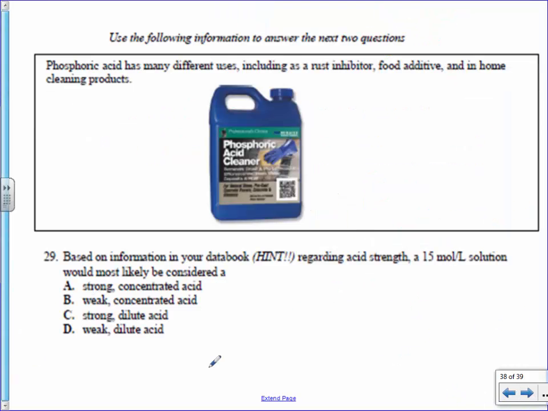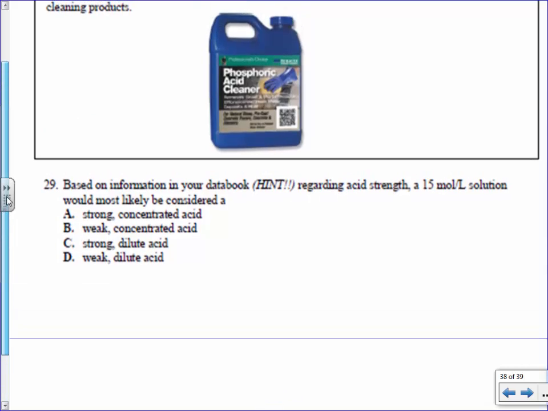Okay, 2 more. This is another challenging question. You need to use information in your data booklet. There was a chart that you're supposed to flip sideways that I would have talked about one day. Do you guys remember this sideways flipping chart? There are 6 acids that we know of that are considered to be strong. They're all the ones above the top line there. And phosphoric acid is actually not one of the 6 strong acids. So that must mean that it is a weak acid of some kind.